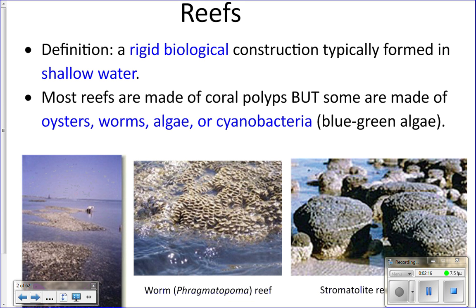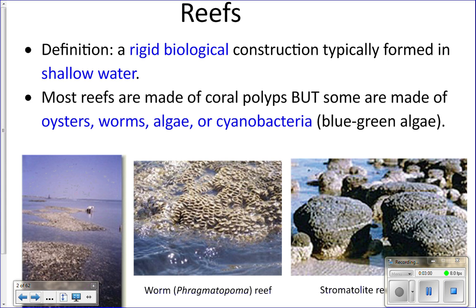So in order to understand what a coral reef is, you need to understand what a reef is, or have a definition of a reef. A reef is simply a rigid biological construction, typically formed in shallow water. So biological means it's formed by living things. Rigid means it's got substance to it. Okay, it can stand on its own. And it's typically found in shallow water.